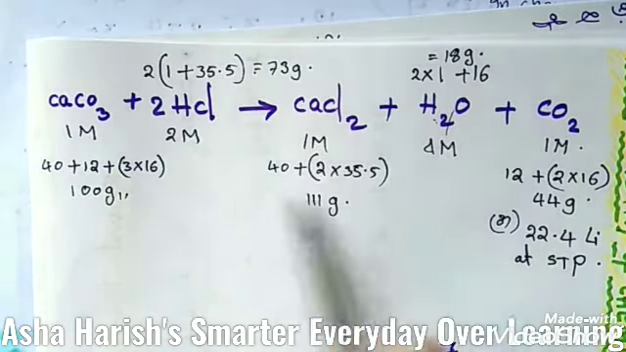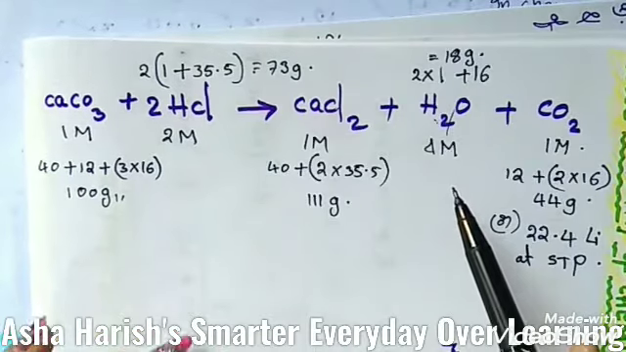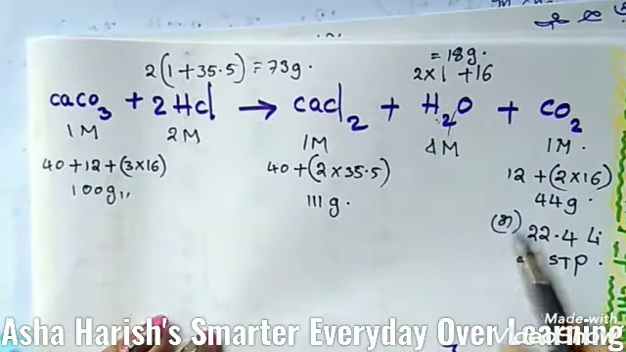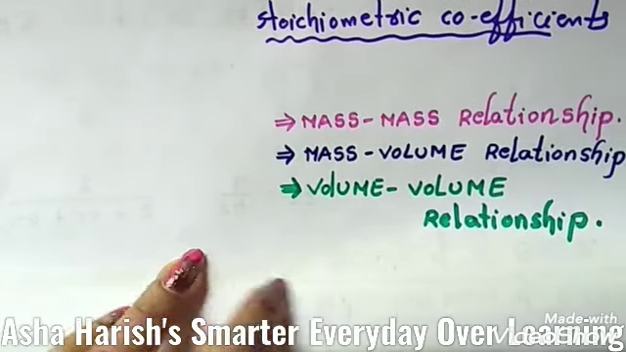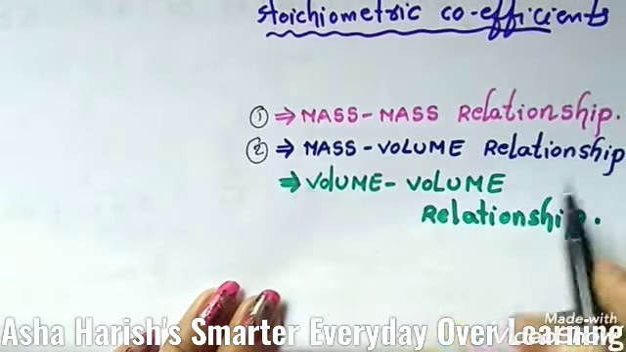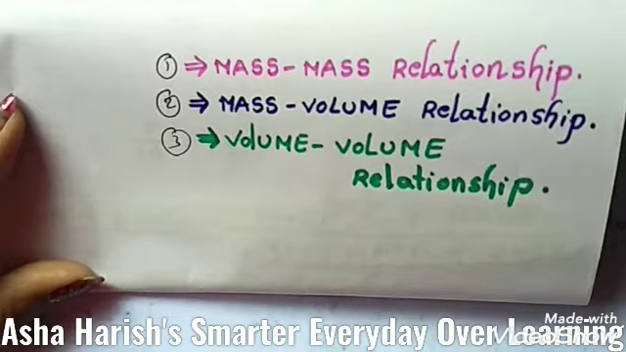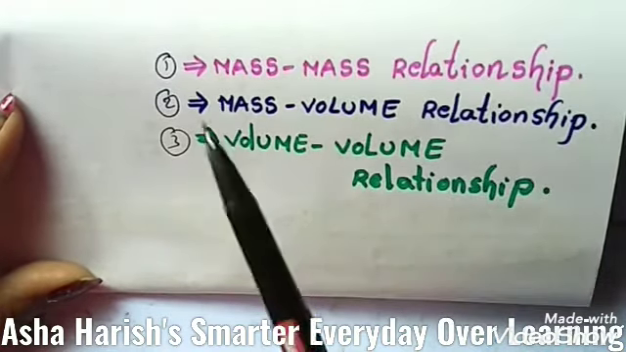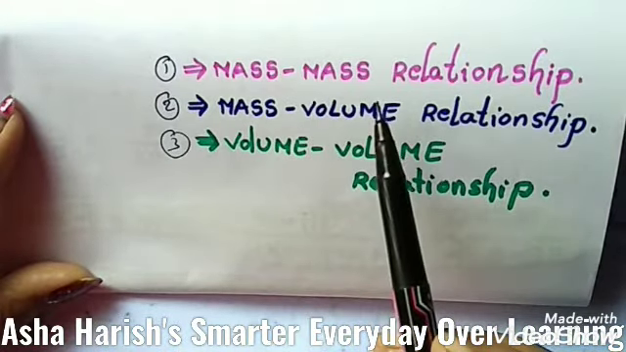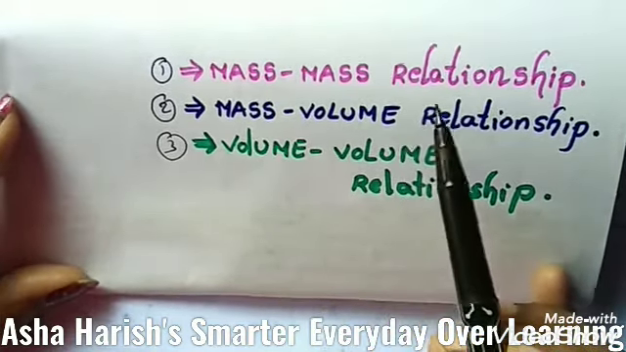Okay, the quantitative information conveyed by a chemical reaction and the chemical equation helps in a number of calculations. The problems involving these calculations may be classified into these 3 types. First one is mass and mass relationship, second one is mass and volume relationship, and third one is volume and volume relationship. In the first one, mass and mass relationship, the mass of one of the reactants or products is given, and the mass of some other reactants or products is to be calculated, basing upon the mass of the reactants and mass of the products.